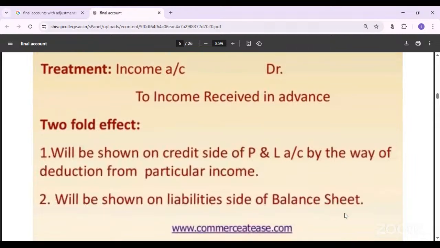Now, where it will affect in the P&L account, because it is income received in advance, incomes we will write on the credit side. So, it will be shown on the credit side by way of deducting from the particular income. And again, it will be shown on the liability side of the balance sheet.